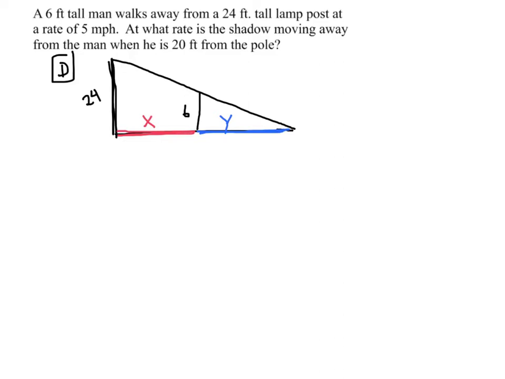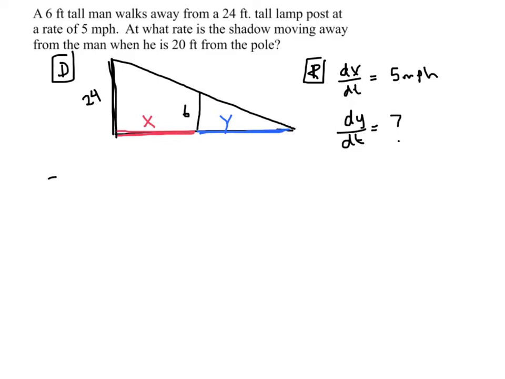Okay. So the rates, I only know one rate. I know that he's walking away, so dx/dt is 5. And I'm looking for how fast the shadow's moving away from him.